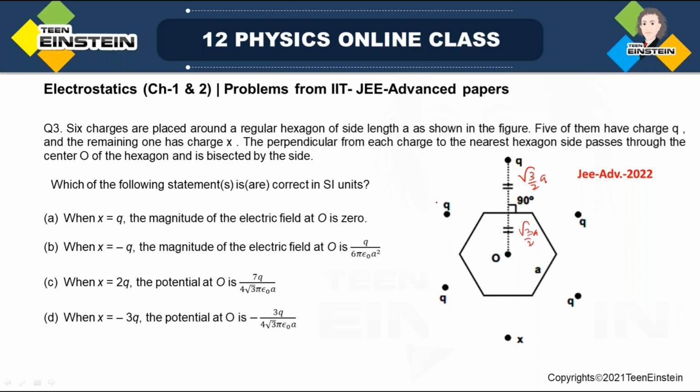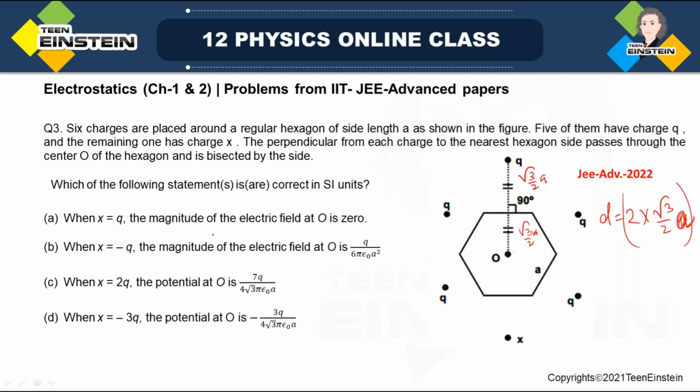So if I want to know the distance from each charge to the center, let us say that distance is D. D is 2 into root 3 by 2 into A. This is the distance from each of them up to the center. All of them will be a distance D away, where D is 2 into root 3 by 2 into A. Here A is the length of the side of the hexagon.